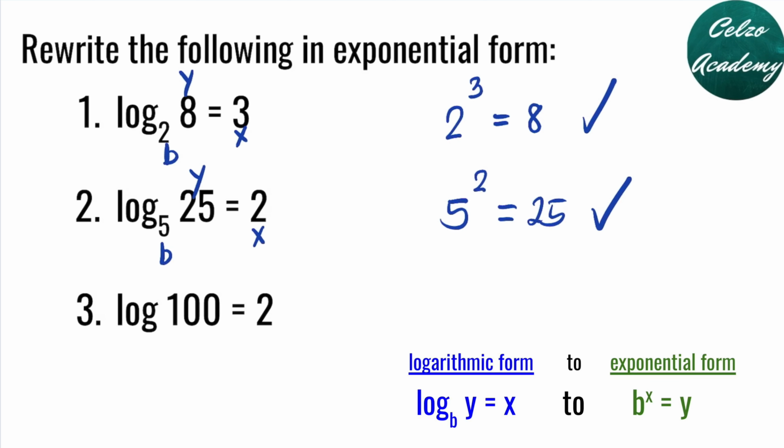Question number 3. Log 100 is equal to 2. If there's no indicated base, that means that's always base 10. So 10 is the b value, 100 is your y, and 2 is the x. Writing this in exponential form, our base is 10. So 10 to the what power gives you 100? So we have 10 to the power of 2 is equal to 100.